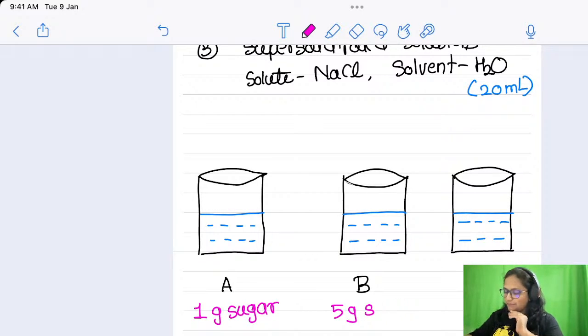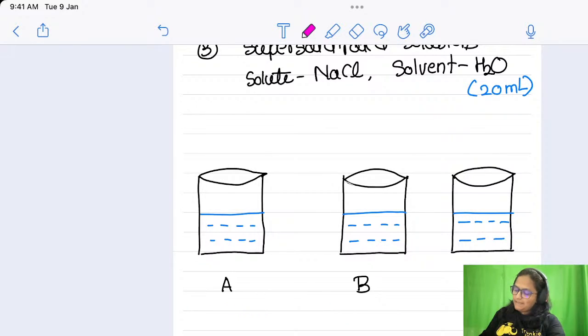Or here instead of 1 gram, just a minute, here I'll take 0.1 gram of sugar. Here I'll take 2 gram of sugar. And here I'll take 10 gram, or 5 gram I'll write down. Here I'll take 5 gram of sugar, right?